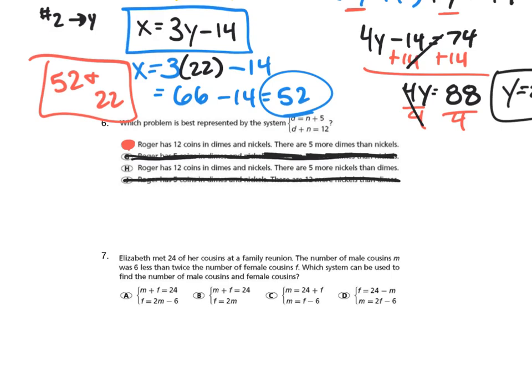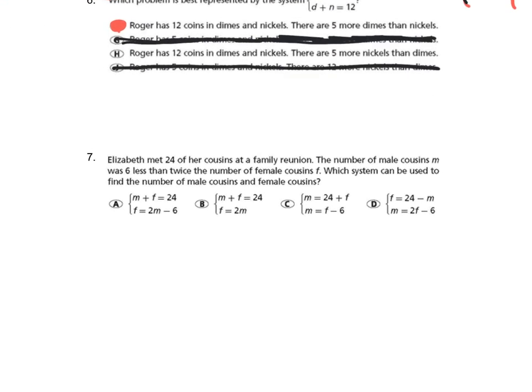All right, the last one here. You are given the kind of opposite scenario. Here they tell you Elizabeth met 24 of her cousins at a family reunion. The number of male cousins, M, was 6 less than twice the number of female cousins, F. Which system can be used to find the number of male cousins and female cousins?